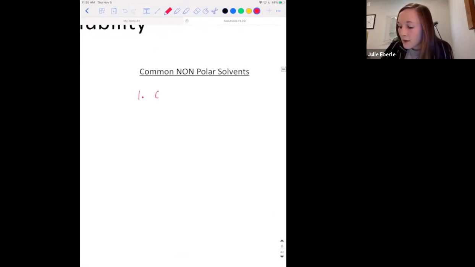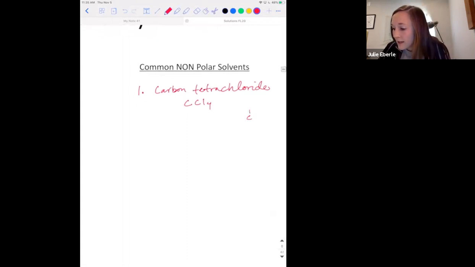Okay, carbon tetrachloride, which is CCl4. This is a very common nonpolar solvent. Even though the carbon-chlorine bond is polar, this has a lot of symmetry in it. So any dipoles that we would draw in would cancel. Okay. Carbon tetrachloride. Benzene. So you're like, what in the world is this?